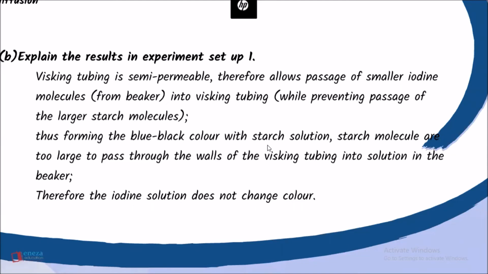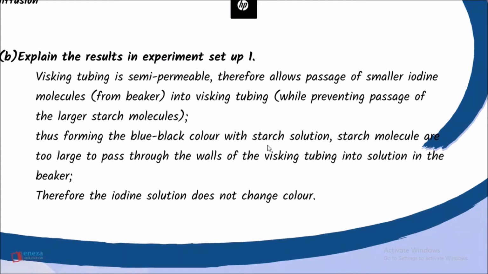When comparing the molecules of starch and the molecules of iodine, we get to see starch has very big molecules compared to iodine. So we are seeing movement of smaller iodine molecules from the beaker into the visking tubing, while preventing passage of the larger starch molecules. So this will result to the formation of the blue-black color with starch solution. Starch molecules are too large to pass through the walls of the visking tubing into solution in the beaker. Therefore, the iodine solution does not change color.